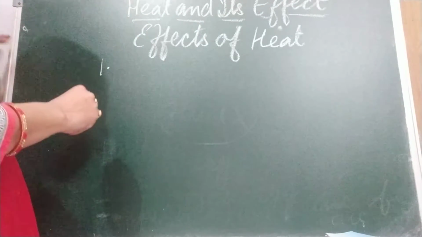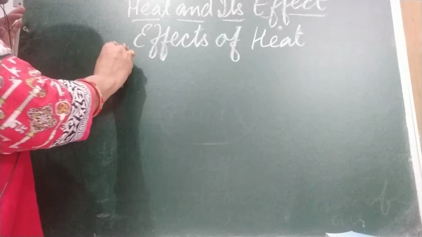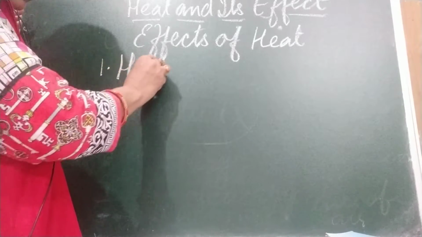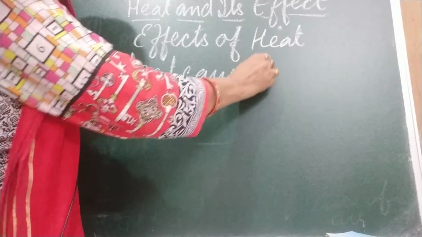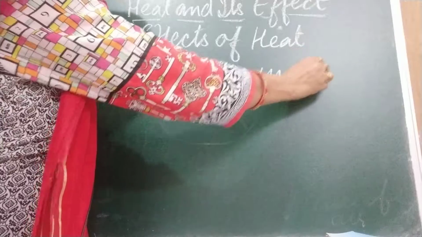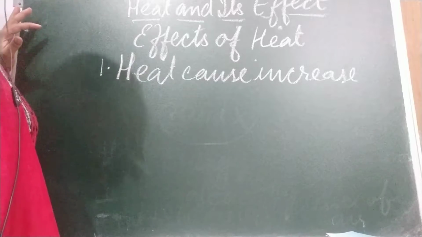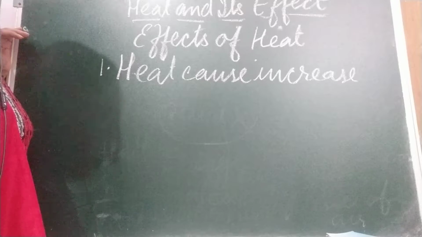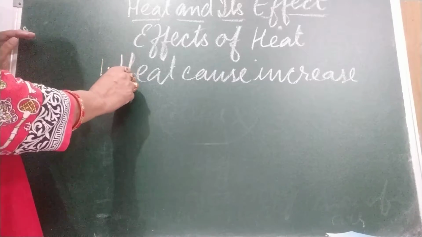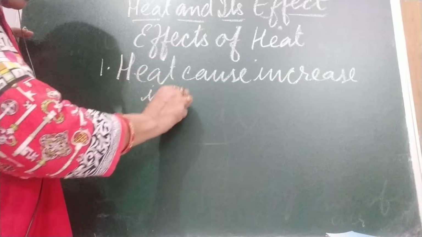The first effect is that heat causes an increase in temperature. Increase in temperature, like when we rub our hands. Another example I am taking, like when we boil water, what happens? Water becomes hot, so we can say heat causes an increase in temperature.